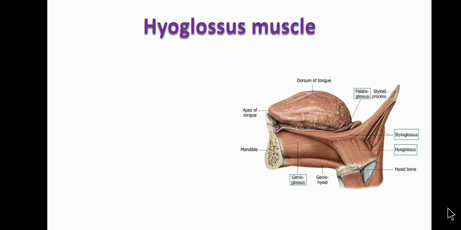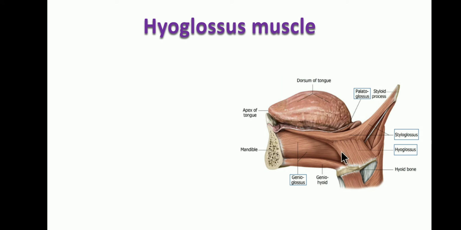So next we are going to discuss this muscle, the hyoglossus muscle. It is a quadrilateral muscle, and it is an extrinsic muscle of the tongue, which mainly alters the shape and position of the tongue. Many muscles are there, and they all end in glossus: hyoglossus, styloglossus, palatoglossus, genioglossus.